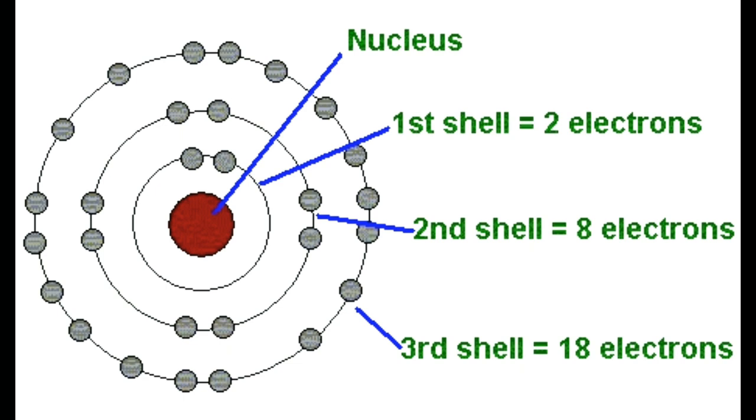And in the second shell, that is n equals 2, what we also call the L shell, only 8 electrons are occupied. And in the third shell, that is the M shell, the maximum number of electrons occupied is 18. So that satisfies the 2n square rule for the occupation of electrons.